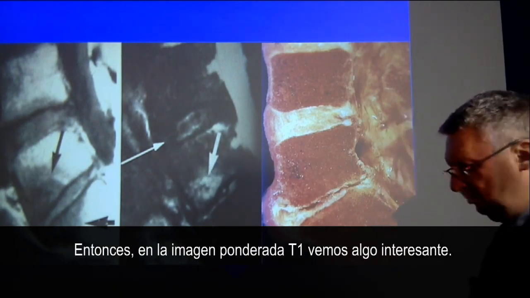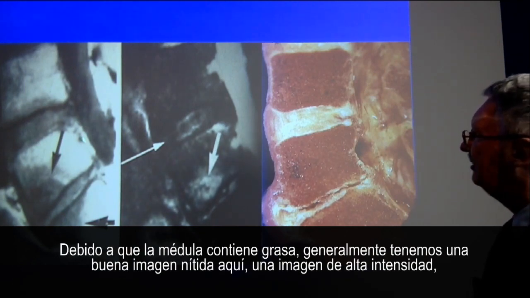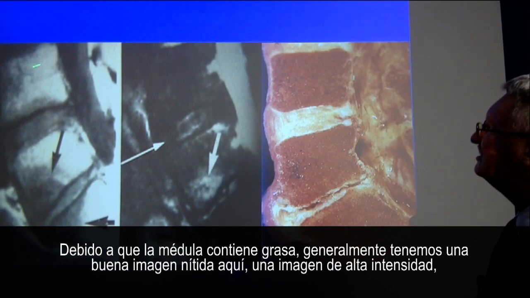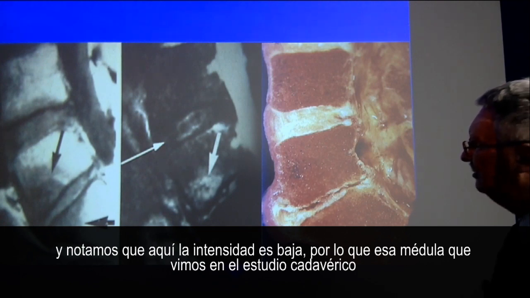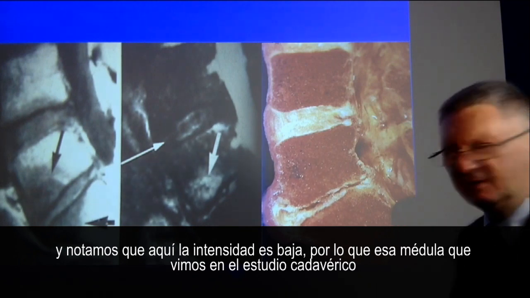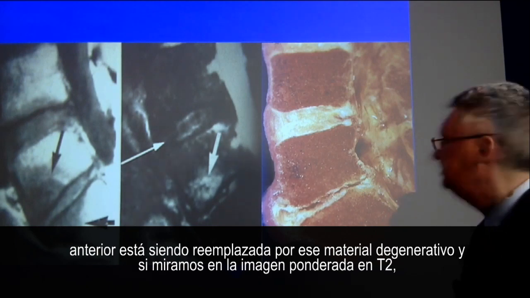So, on the T1 weighted image, we see something kind of interesting. Because marrow contains fat, we usually have a nice sharp image here, high intensity image. And notice that here the intensity is low. So that marrow that we saw on the cadaveric study earlier is being replaced by that degenerative material.